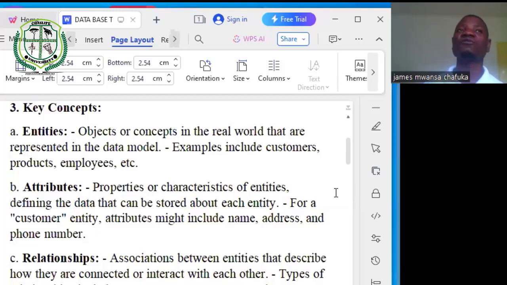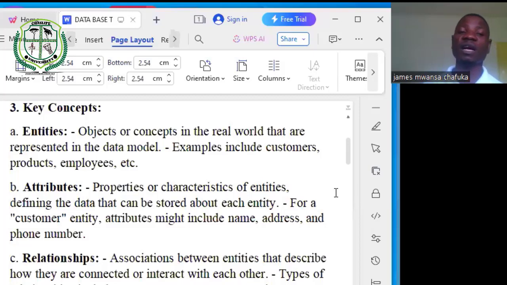So all these symbolize the attributes. Attributes focus on the properties or characteristics of entities, defining the data that can be stored about each entity. When you talk of the entity, the example is the customer, but the attributes can be the name of the customer, the address of the customer, and the phone number of the customer.